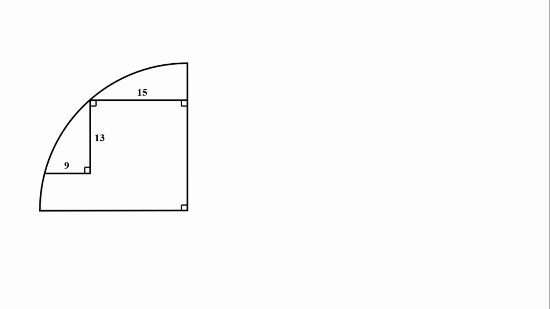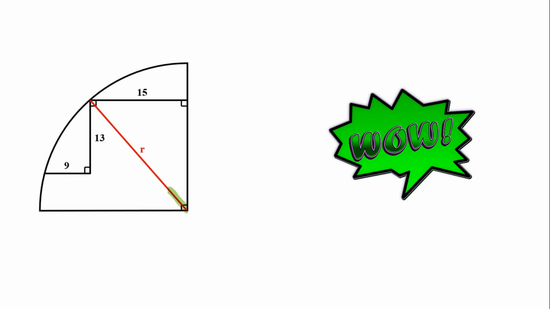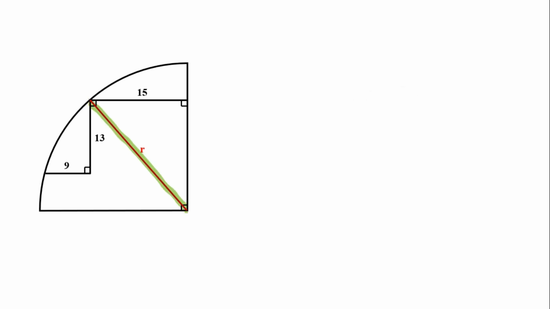Now, let's solve it together. First, notice that a radius is simply a line segment from the center of the circle to any point on the circle. So if we connect the center to this point, we've drawn a radius. That immediately gives us a right triangle. In this triangle, the hypotenuse is r. One leg is 15, but what is the length of the other leg?